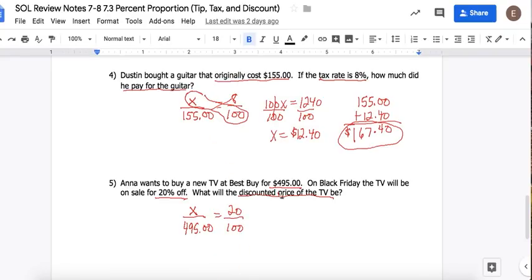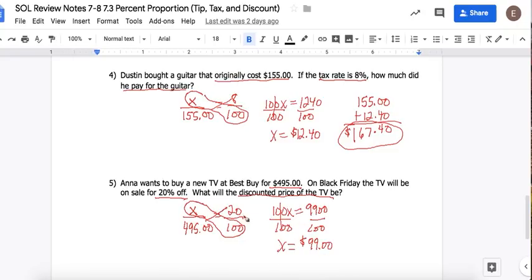Now, could I find the discount by taking this times 0.20? Most certainly. And then I would have to still subtract the discount to get the discounted price. But go ahead and write this proportion down. 100 times x is 100x. And 495 times 20 is 9,900. The opposite of multiplication is division, so we're going to divide by 100. The 100 divided by 100 is going to cancel, and 9,900 divided by 100 is $99.